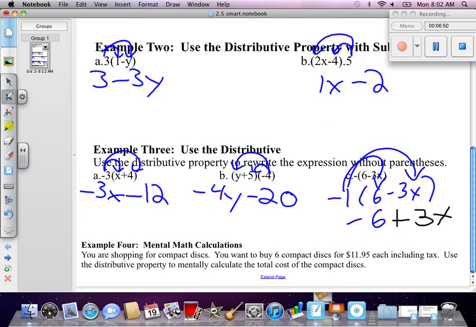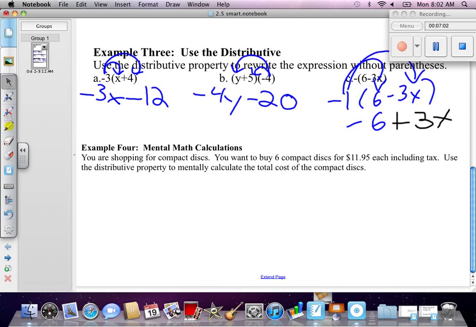All right, let's look at example 4, our story problem. You are shopping for compact discs. You guys remember CDs? Oh, yeah. Okay, you want to buy 6 CDs for $11.95, including tax. Use the distributive property to mentally calculate the total cost of the compact discs.